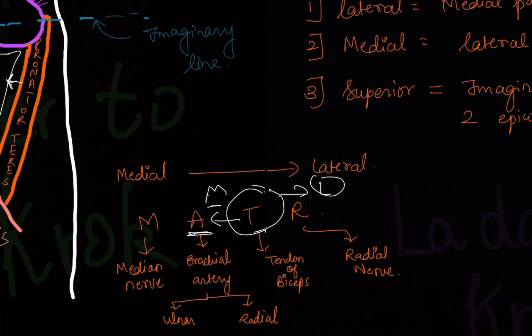Brachial artery is present. Similarly, if they ask you what is lateral to median nerve, then brachial artery is lateral to median nerve. Or if they ask what is medial to brachial artery, then you must know median nerve is medial to brachial artery. So this is the sequence in which you should remember: median nerve, brachial artery, tendon of biceps, and radial nerve.